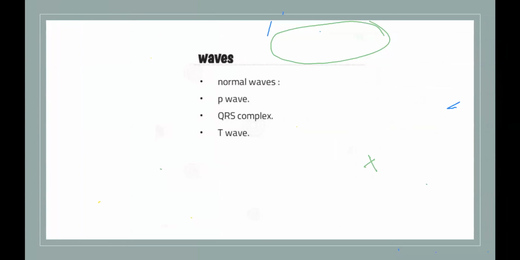Okay. Now we talk about the waves. We have discussed the four things: the calibration, the rhythm, the rate, and the axis. And I think maybe we are unable to finish waves today because there is another class at 10. So we will try to cover the maximum by 10. Okay, so start with the P waves.